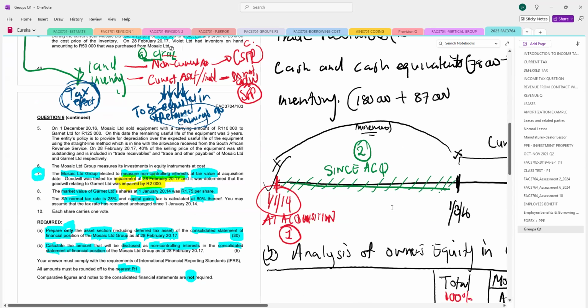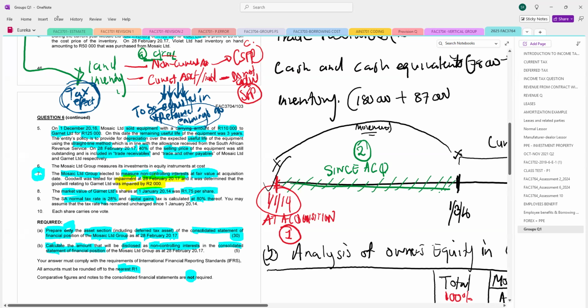Let's go to 5. 5 says, on 1 December 2016, this is December. My year starts in 1 March. So December is during the year. Anyways, let's read further. On 1 December 2016, Mosaic Limited sold equipment with a carrying amount of 110,000 to Garnet. So you see it's Mosaic and Garnet for an amount of 125,000. On this date, the remaining useful life of the equipment was 3 years. The entity's policy is to provide for depreciation over its expected useful life of the equipment using the straight line method, which is in line with the allowance received from the South African Revenue Service. On the 28th February 2017, 40% of the selling price of the equipment was still outstanding and included in trade receivables and trade payables of Mosaic Limited and Garnet, respectively.